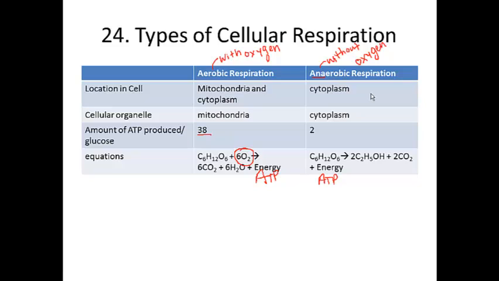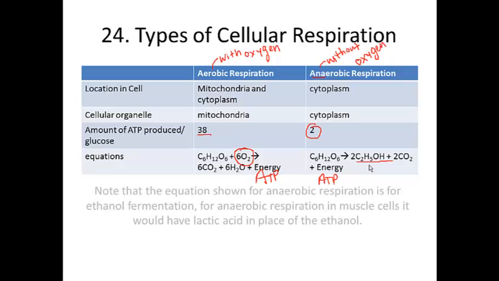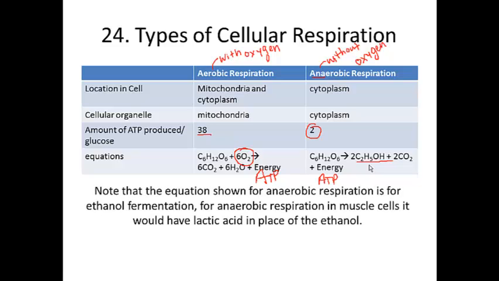In anaerobic respiration, after glycolysis, the broken parts of the sugar will enter into fermentation. We only get 2 ATP out of this, so this is much less efficient. And here you see that there's no oxygen. In this case, this is ethanol. So this would be alcoholic fermentation. You could also go lactic acid fermentation, which is what we saw previously in the last slide. So for anaerobic respiration in muscle cells, you would make lactic acid instead of that ethanol.